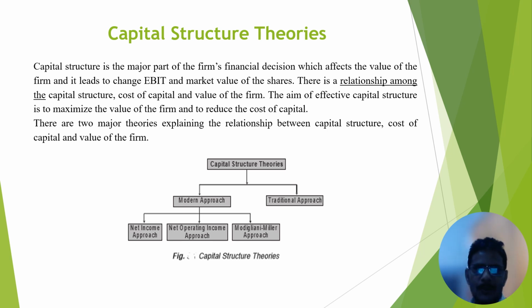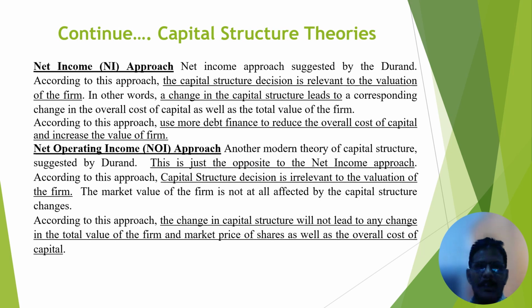Here we have two major theories: the modern approach and the traditional approach. Under the modern approach, we have the net income approach and the net operating income approach or Modigliani-Miller approach, and the other part is the traditional approach. Let's discuss one by one. Net income approach. Listen carefully.